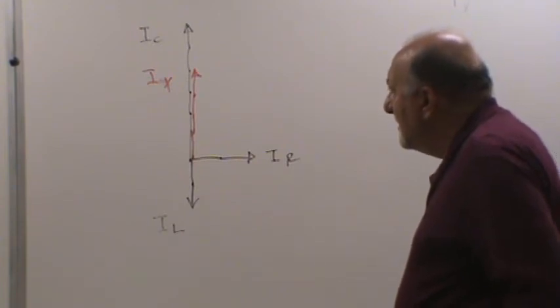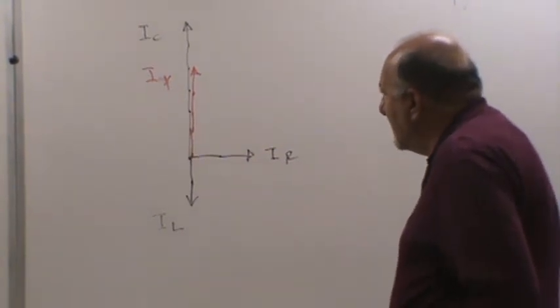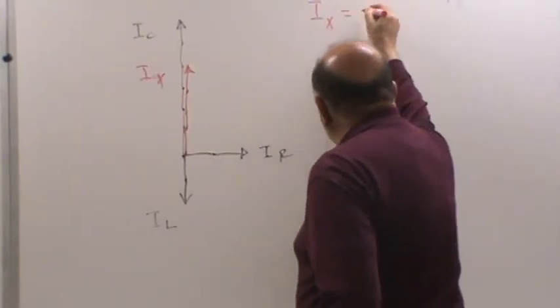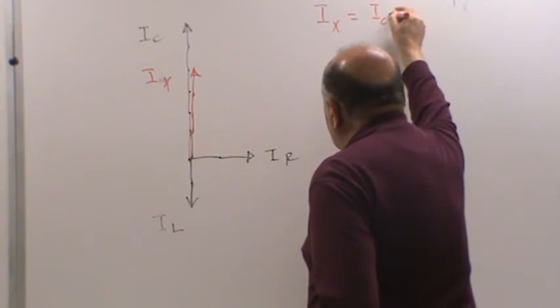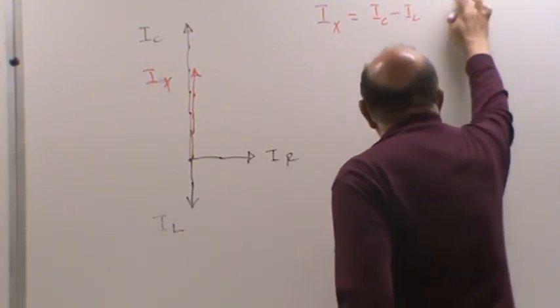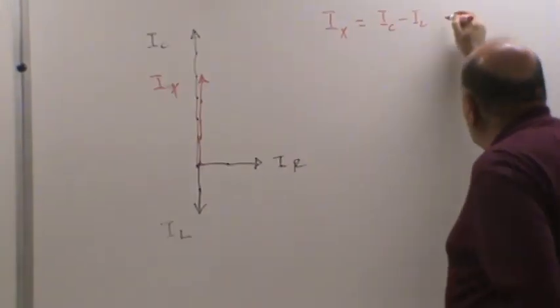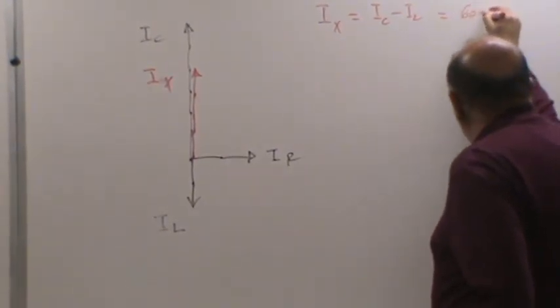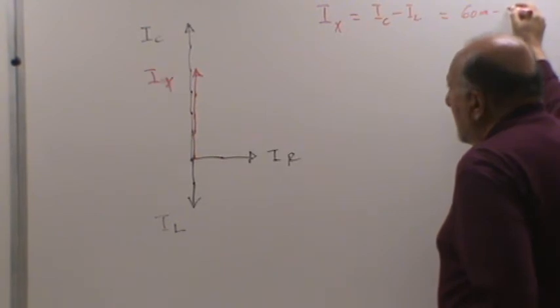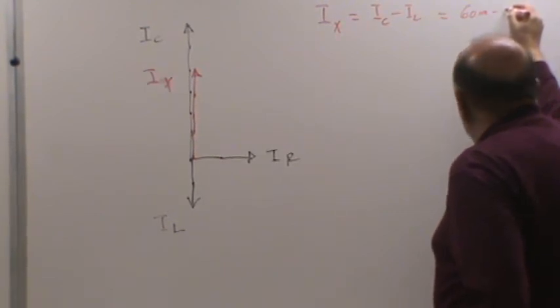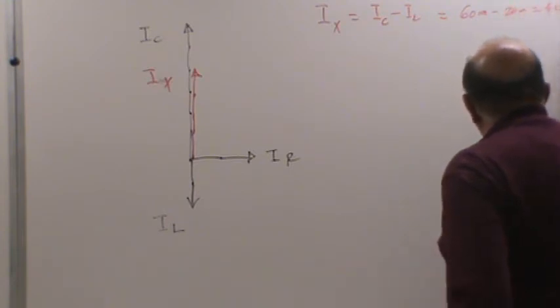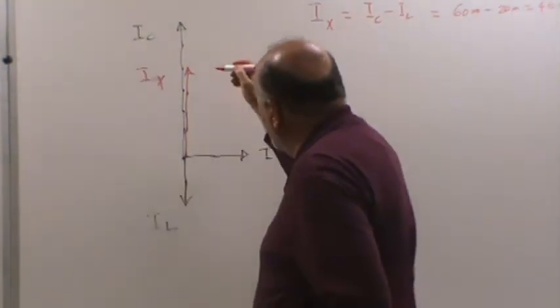Okay, yeah, you're right. So I sub x is going to be equal to simply IC minus IL, which is 60 milliamps minus 20 milliamps, which is 40 milliamps. And that's how much that is, 40 milliamps.